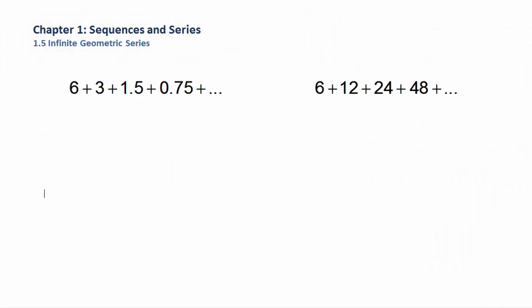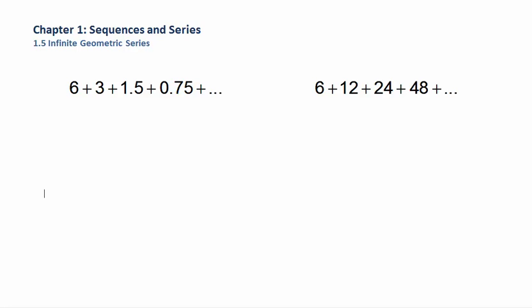Today, section 1.5, the infinite geometric series. Consider the following two geometric series. On the left, 6 plus 3 plus 1.5 plus 0.75, and on the right, 6 plus 12 plus 24 plus 48, and so on. And let's calculate the sums of the partial series here. The first sum is easy to obtain, as well as the second sum and the third sum.